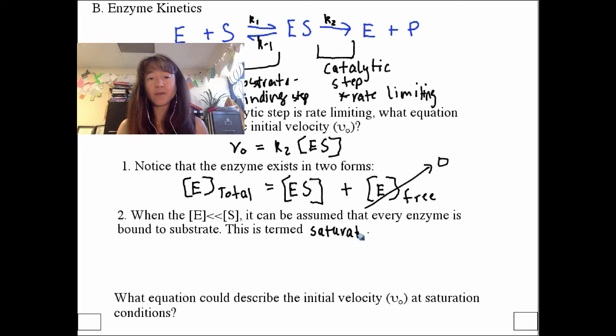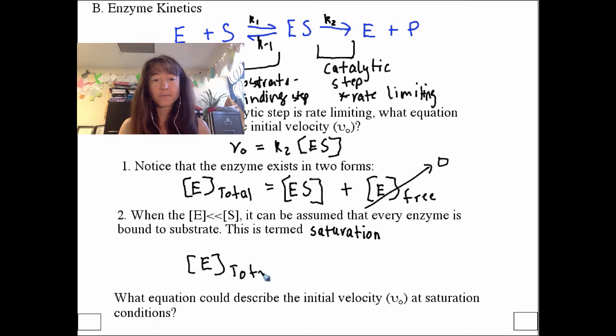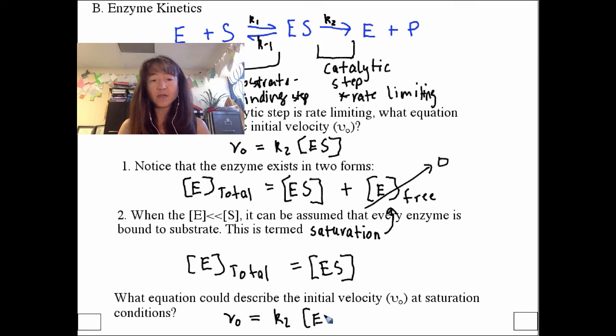And at saturation, we can make all kinds of simplifying assumptions. And in this case, we can estimate then that E total is equal to enzyme substrate. So this is true at saturation. And so the equation that we have up above for initial velocity could be simplified at saturation conditions. So we could say that the rate constant K2 times enzyme total is equal to initial velocity.